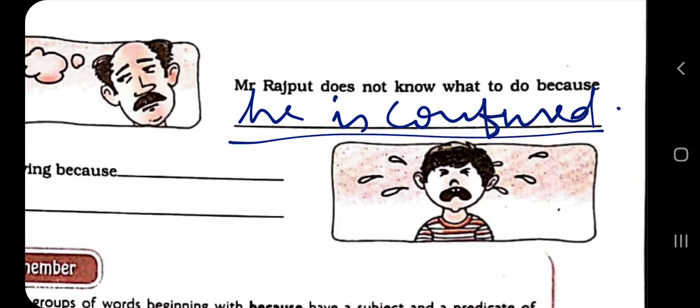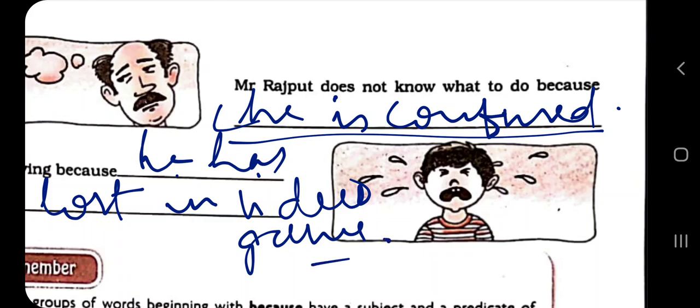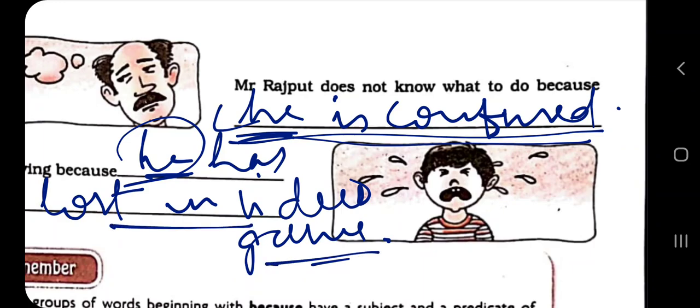See here, this has some sense. Next, Srinivas is crying because he has lost in a video game. He has lost something in online video gaming. Nowadays, you people must be watching lots of video games or playing lots of video games, right? So all these sentences, all the groups of words beginning with because, have a subject and a predicate of their own. They are therefore what? Clauses. After because, whatever we have written, these are clauses.